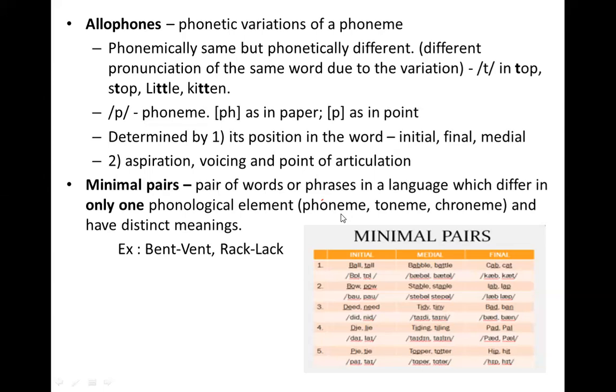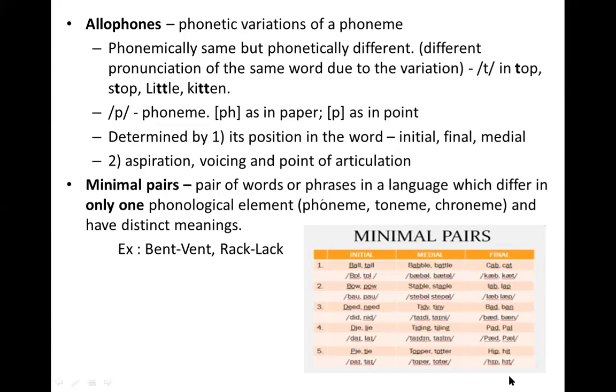Topper, totter, hip, hit, pie, tie, die, jai, deed, need, tidy, tiny, bad, ban, tiding, and this is taishing. What is that? I'm not able to read it properly. Pad and pal. Then there's stable and staple. Then there is lab and lap. So just because of one sound, the words, just like how we had dog and log in the beginning, they are minimal pairs. Dog, log, they're minimal pairs. Okay. Log and bog, they're minimal pairs.